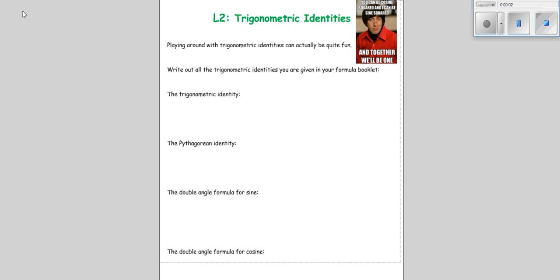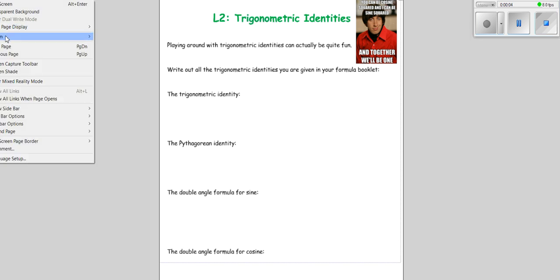This is Trig Identities, lesson 2. What page is this? 11.